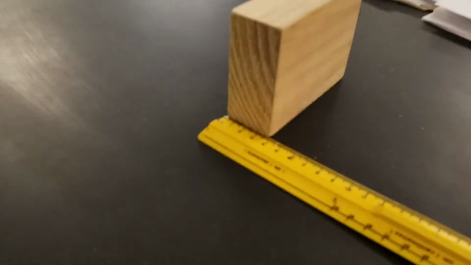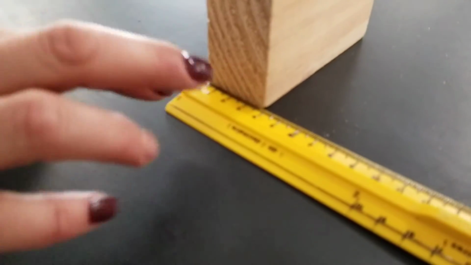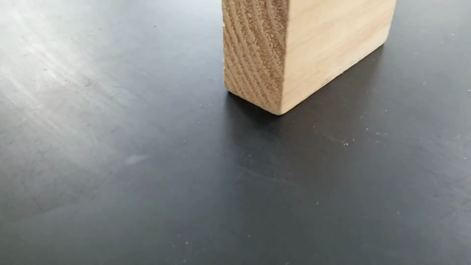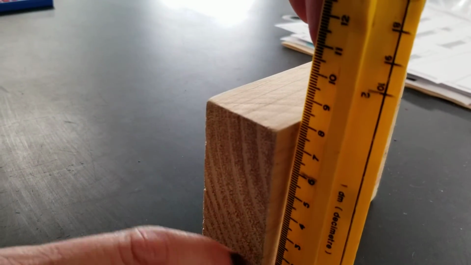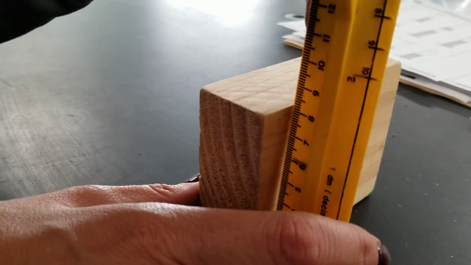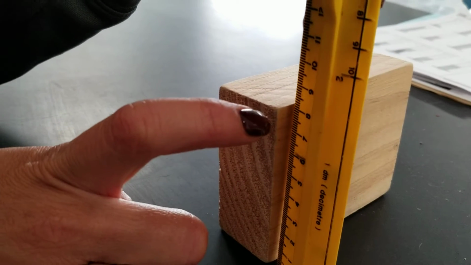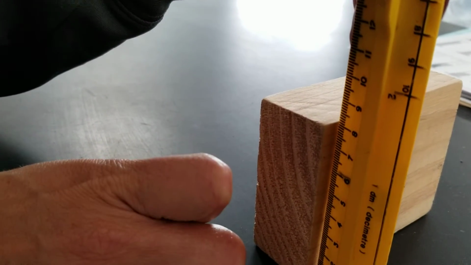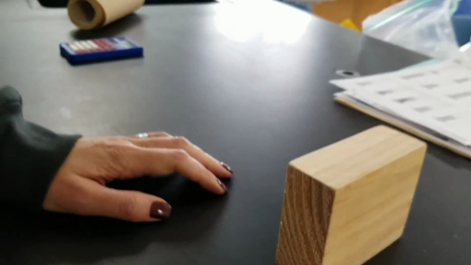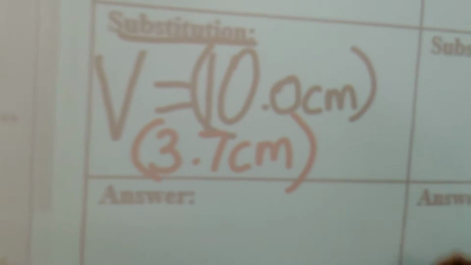The last step is to measure the height. I don't want to move the block anymore, but I can move the ruler to measure the height. So when I measure the height now, I'm looking at this, and it's hard. I have to go eye level, and it's about 8.1, 8.2. It looks to me as 8.2 centimeters.